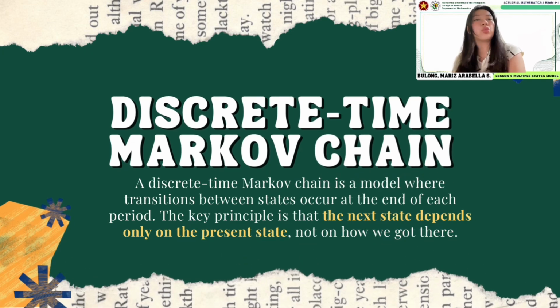So now, I'll introduce you to discrete-time Markov chains. A Markov chain is a mathematical model used to describe systems that change over time. So the key principle is that the next state depends only on the present state, not on how we got there.